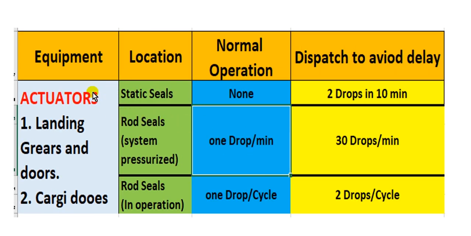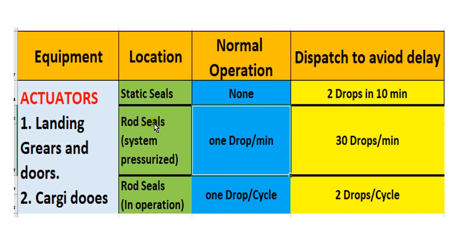Other components here to check for leak: the landing gear, main landing gear and nose landing gear and their doors, then the cargo doors actuators. The location here, static seals. Here, not allowed, no drops. Here, 2 drops in 10 minutes.